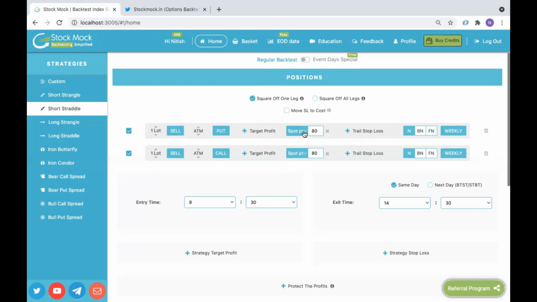Okay, so let's talk about SL percentage. SL percentage is also very simple, just like this. So let's say we are saying that spot percentage is 0.5.